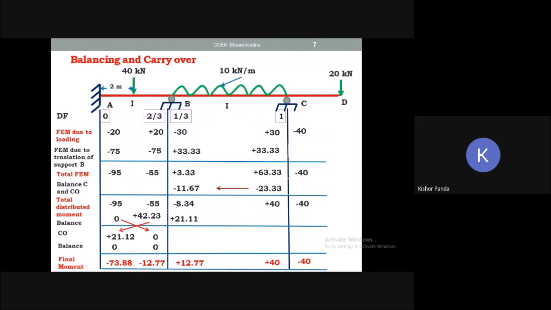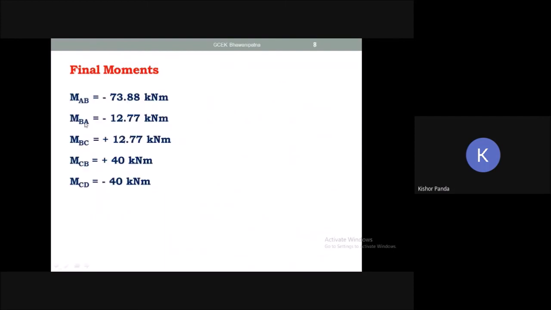When the sinking of support B takes place, in this case you have to take the fixed end moment due to the external loading and also you have to take the fixed end moment due to the translation of support B. You have to take the sum of these moments, then you have to go for the balancing and the carryover of the moment.